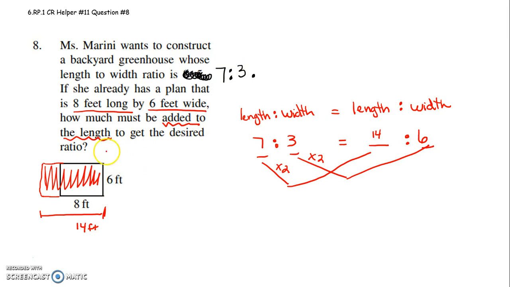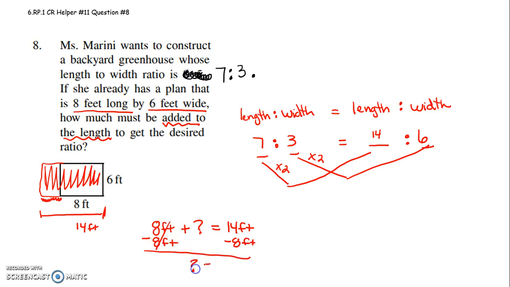But we're not done with the question yet because they said what must be added to the length. Well, your length right now is 8 feet, and they're looking for what little extra must be added to that to get to a total of 14. 8 feet plus how many feet gets me to 14 feet? Well, 8 plus something gets me to 14. You could always take 14 and subtract off 8 to figure out what you'd have to add on.